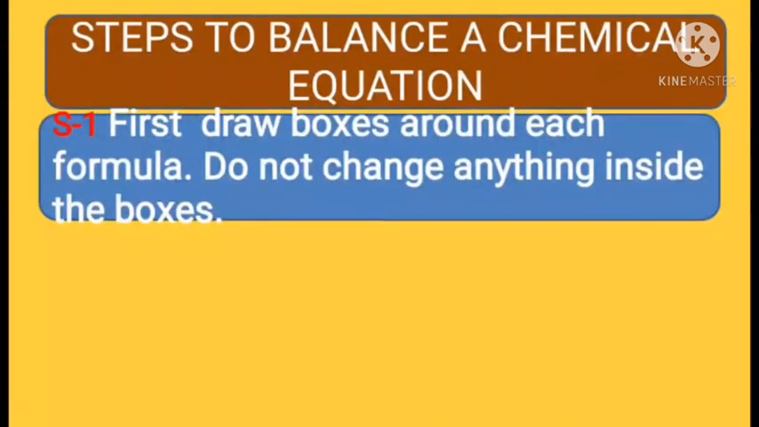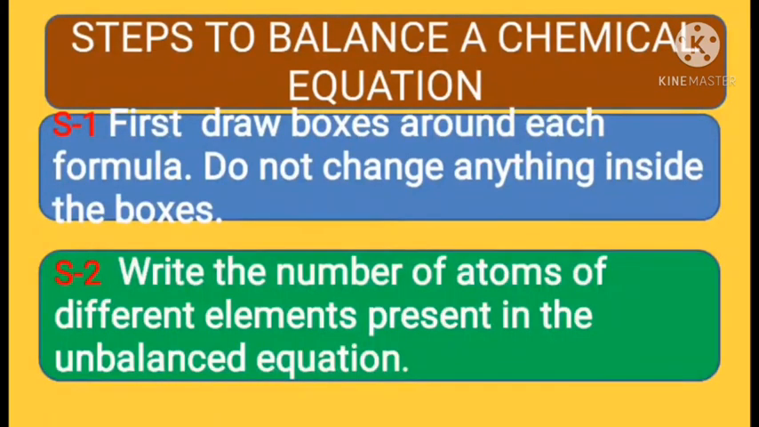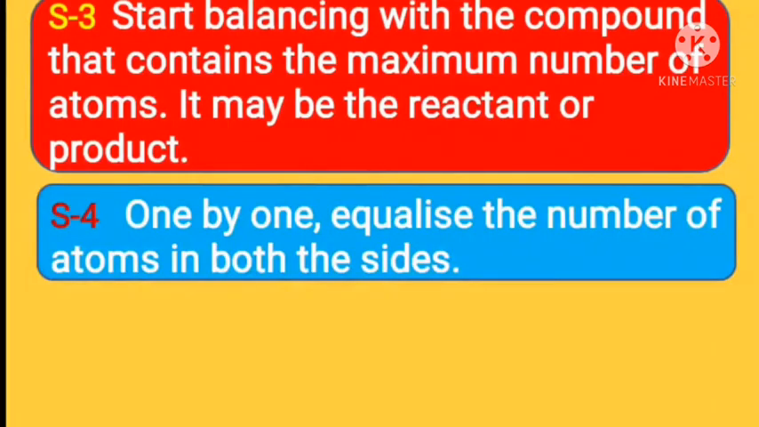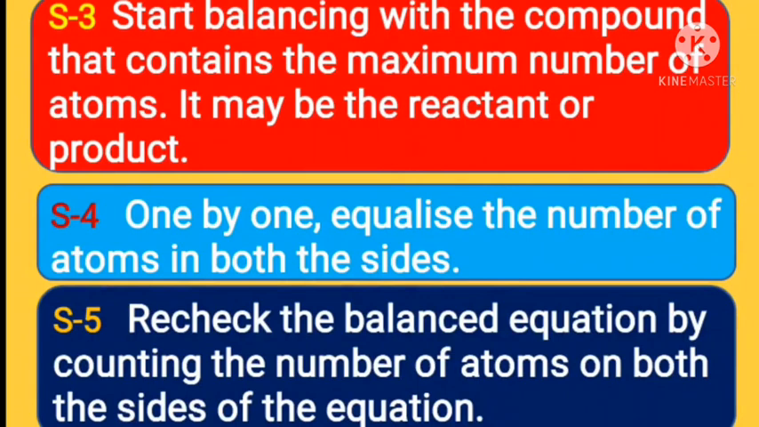Steps to balance a chemical equation. Step 1: First, draw boxes around each formula. Do not change anything inside the boxes. Write the number of atoms of different elements present in the unbalanced equation. Start balancing with the compound that contains the maximum number of atoms. It may be the reactant or product. One by one, equalize the number of atoms on both sides. Recheck the balanced equation by counting the number of atoms on both sides of the equation.